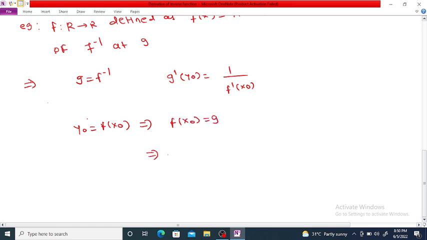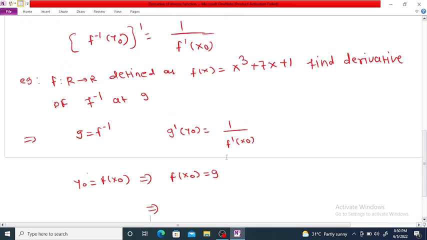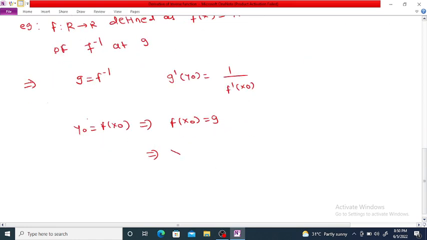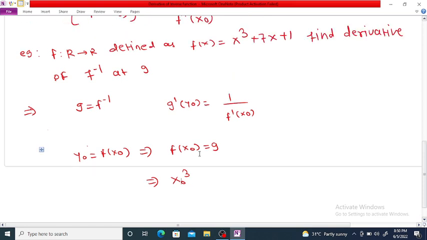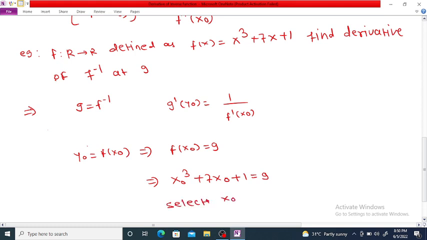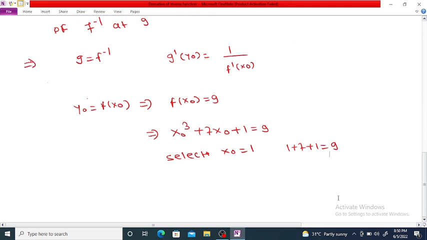That is, we want to determine x0 such that x0 cube plus 7 x0 plus 1 is equal to 9. You can easily observe that you can select x0 is equal to 1, because 1 plus 7 plus 1 is equal to 9. So by using the above formula, g dash of 9 is equal to 1 divided by f dash of 1. So this implies g dash is what?